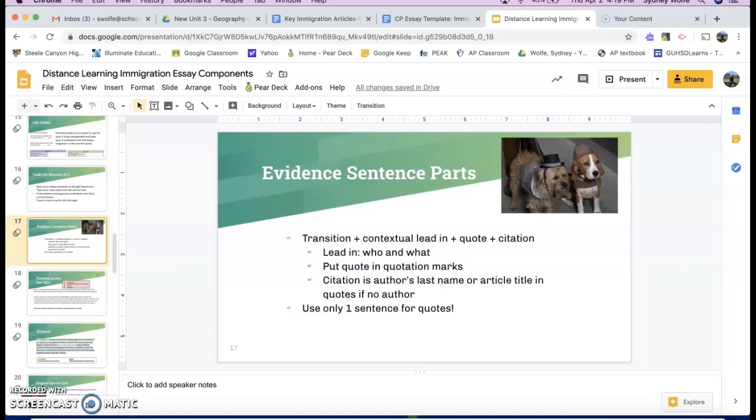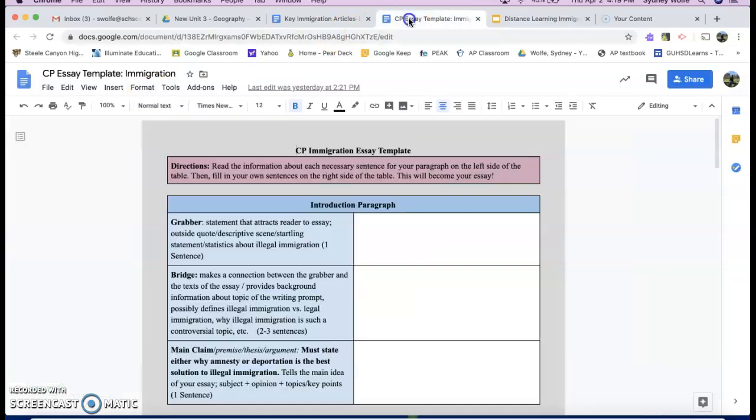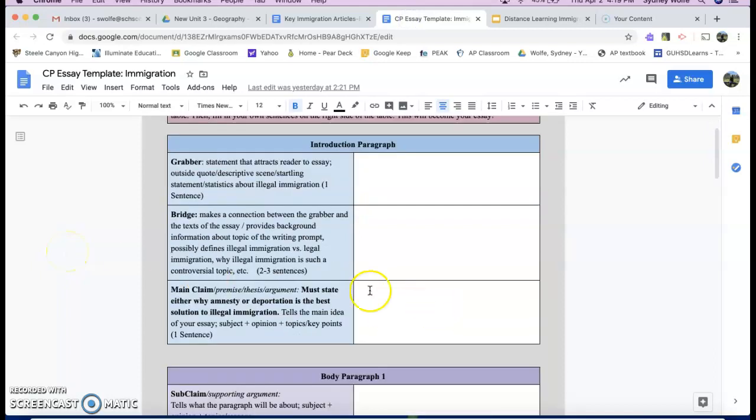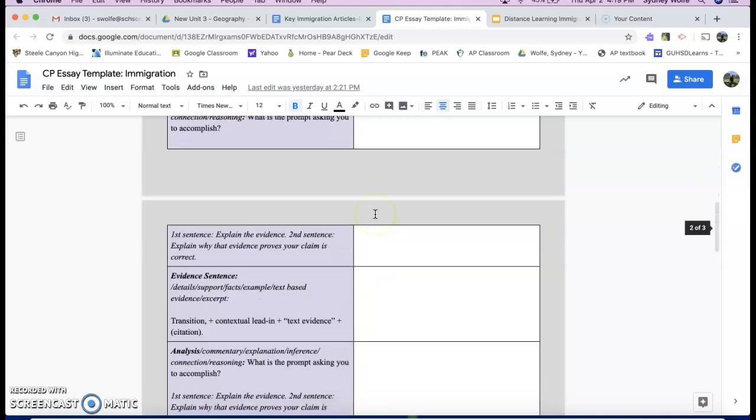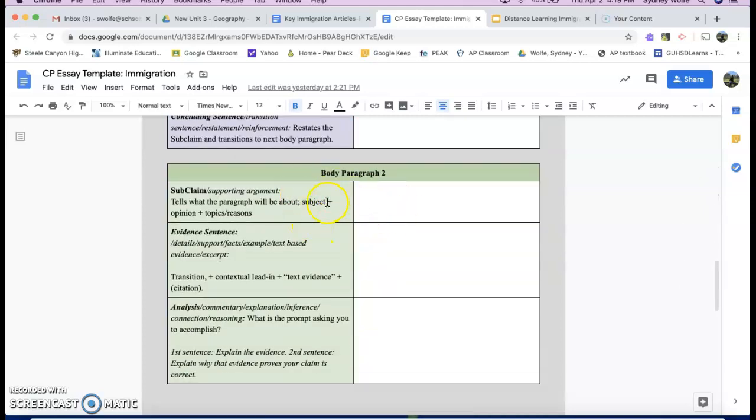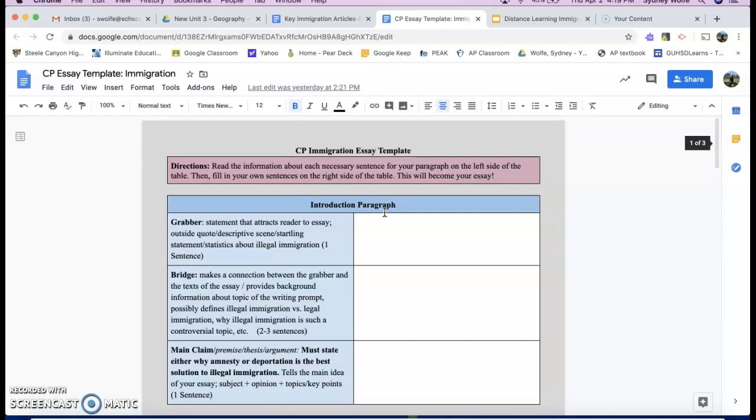The three things that you're going to want to have out in front of you are the slides in this video, your essay template, which can be found on Google Classroom. You should have already done your main claim. You should have done your subclaim for body paragraph 1, and you should have done your subclaim for body paragraph 2. If you haven't done those things yet, try to get those done as soon as possible so that you can get this essay really going.